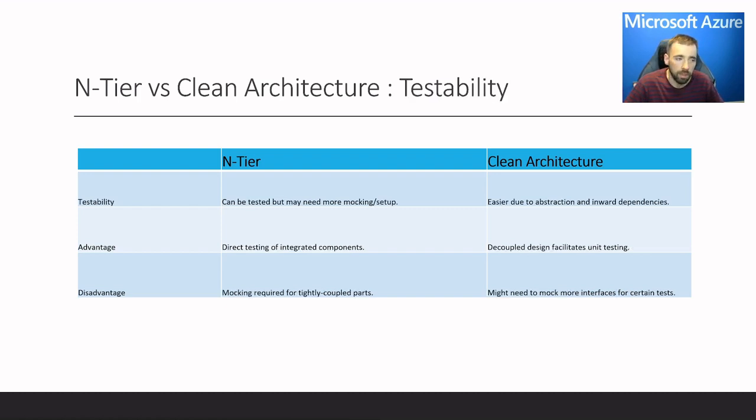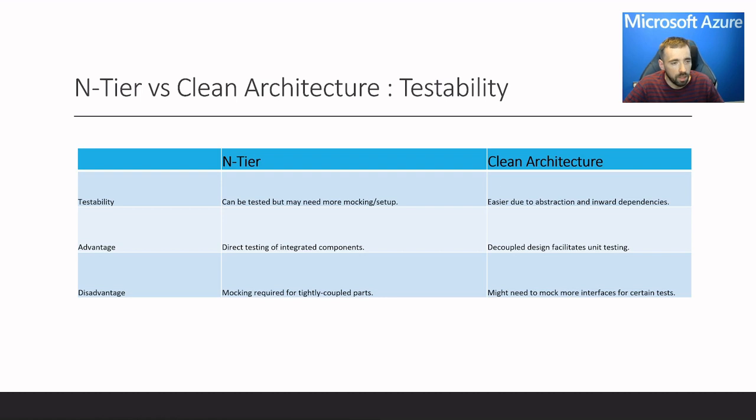Next, we've got testability. So with an N-tier application, it can be tested but may need more mocking setup. With clean architecture, it's easier due to the abstraction and the inward dependencies. So if we take for example the application core, the application core isn't dependent on anything. So this makes unit testing easier. We don't need to be concerned with external dependencies and mocking them. So it makes unit testing more simple.